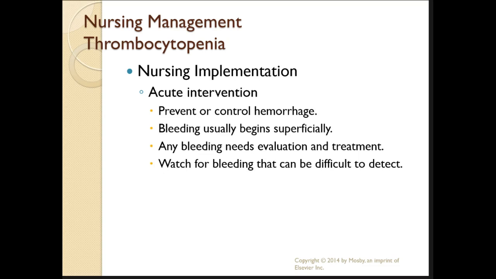In our acute intervention, the goal is to prevent or control hemorrhage. In the patient with thrombocytopenia, bleeding is usually from superficial sites. However, deep bleeding into the muscles, joints, and abdomen usually occurs only when the clotting factors have been diminished. You need to emphasize that a seemingly minor nosebleed or a new petechiae may actually indicate a potential hemorrhage, and the healthcare provider should be notified. Bleeding from the posterior nasopharynx may be difficult to detect because the blood may be swallowed.